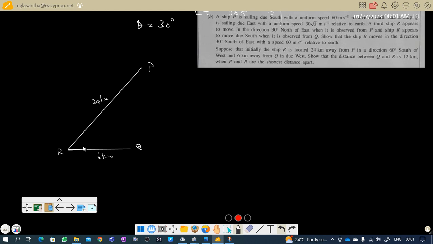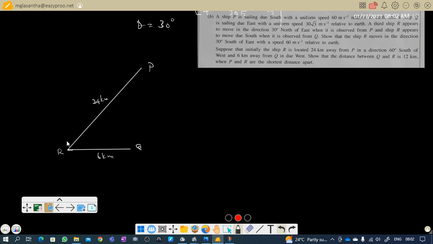But you want to find the distance between Q and R when P and R are closest to each other. Right? That is, P and R are at shortest distance. When P and R are at shortest distance, you have to find the distance between Q and R. Right? So some certain instant positions are given.